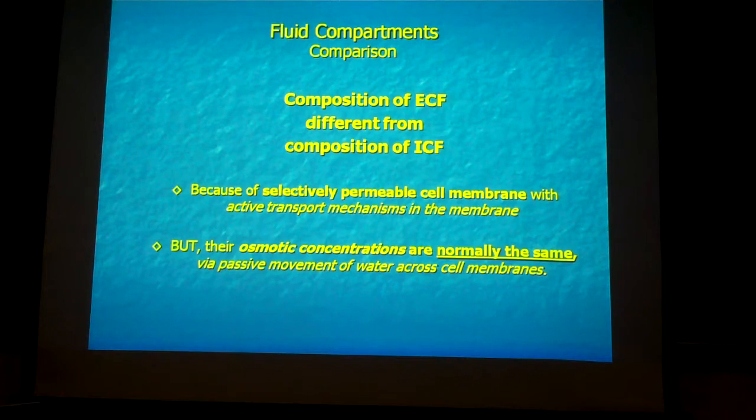Now, why is that? Because the cell membrane is a selectively permeable membrane. In other words, things cannot go back and forth willy-nilly across the cell membrane with no order or organization or control. So it's a selectively permeable membrane. This is why we have ions that are principally found in extracellular fluid and some that are principally found in intracellular fluid. So we've got active transport mechanisms in this membrane that account for this.